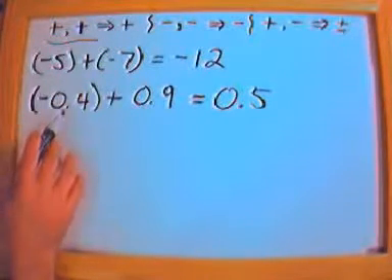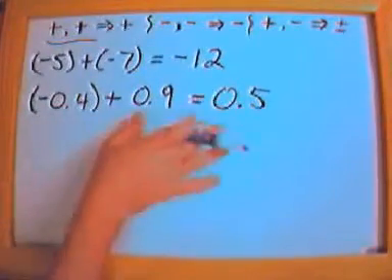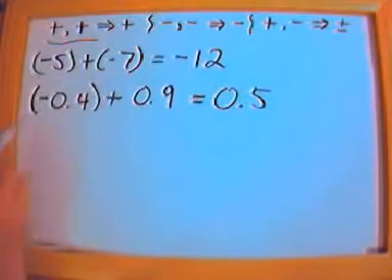So when you have one negative and one positive, you end up subtracting the numbers to get the actual number here, and then to determine the sign, you just use the sign of the bigger number.